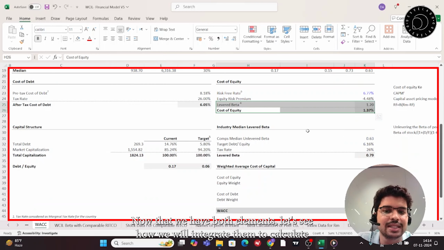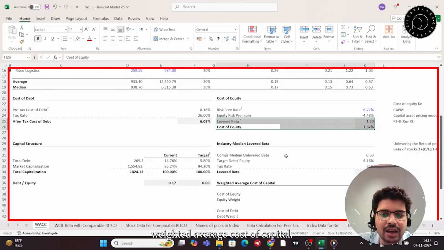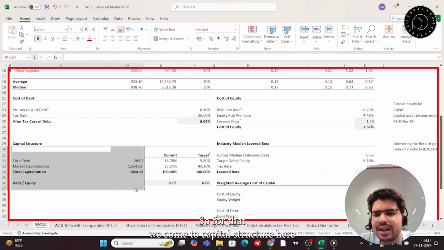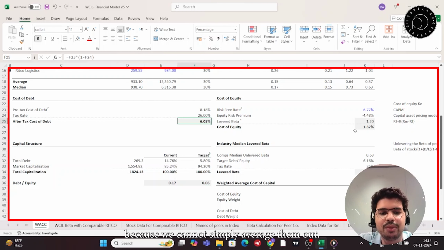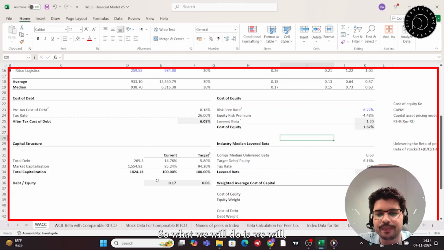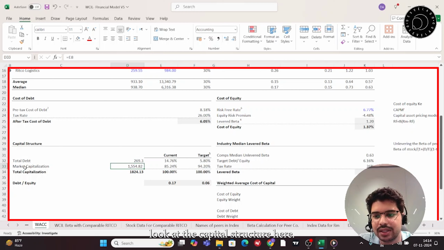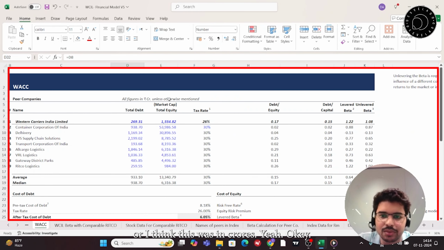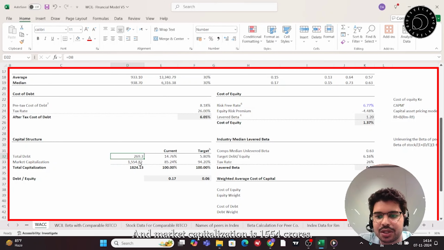Now that we have both elements, let's see how we will integrate them to calculate the weighted average cost of capital. For that, we come to capital structure here, because we cannot simply average them out. This represents a different portion of the capital that the company has raised, and this represents a different portion of the capital that the company has raised. So we will look at the capital structure here. Total debt is 269 crores and market capitalization is 1554 crores, which makes the current debt equity ratio in these proportions.